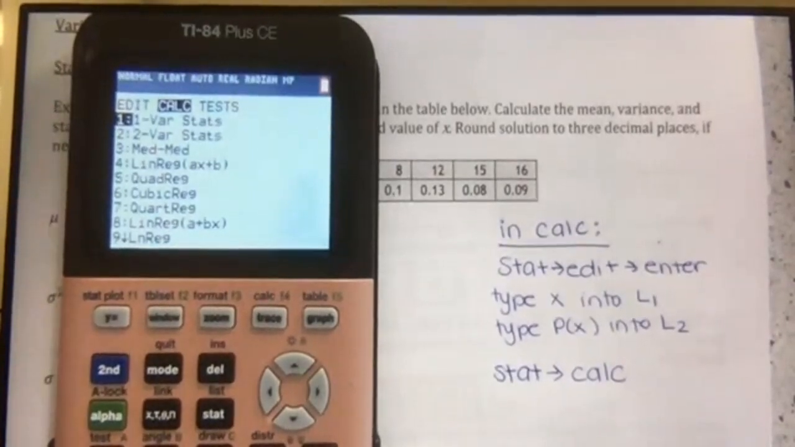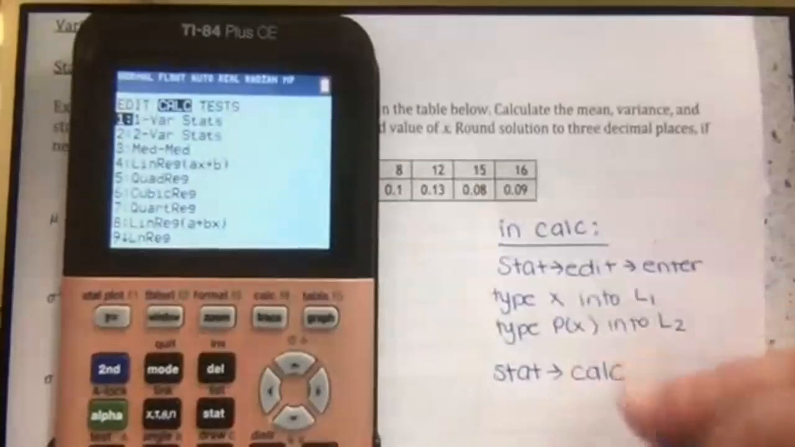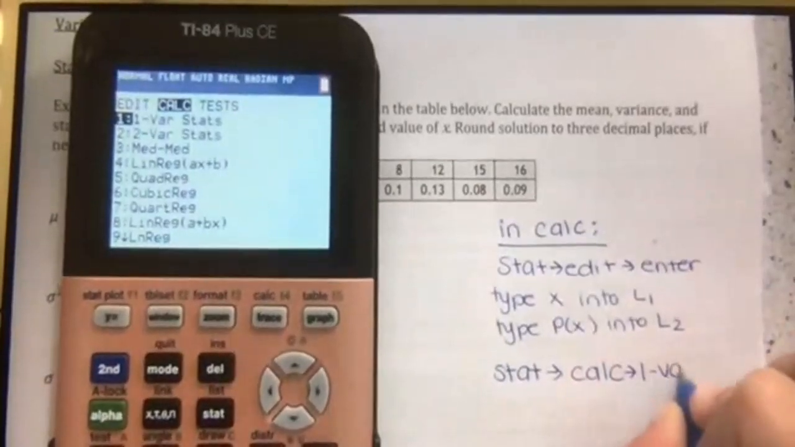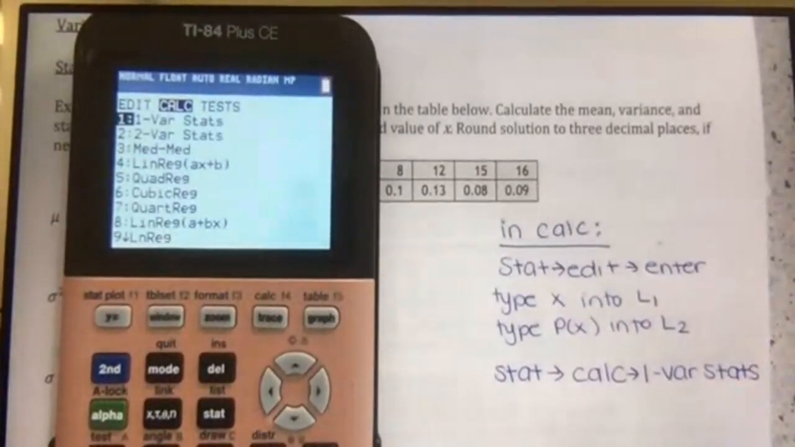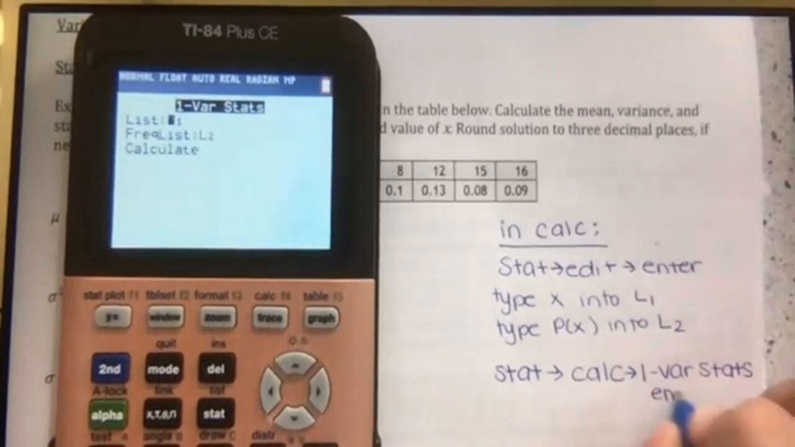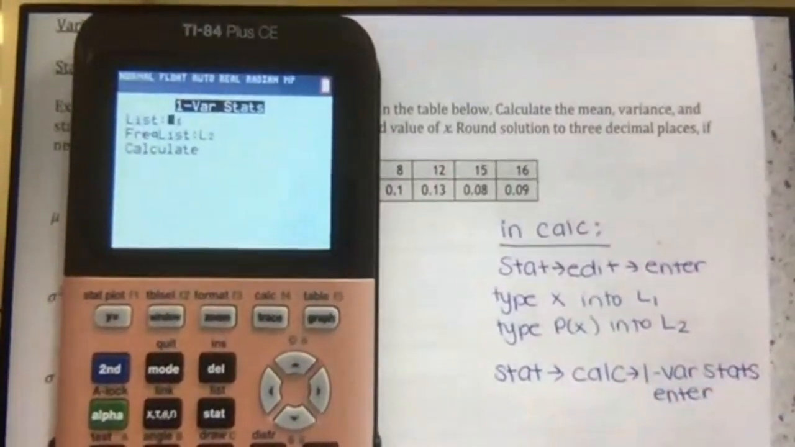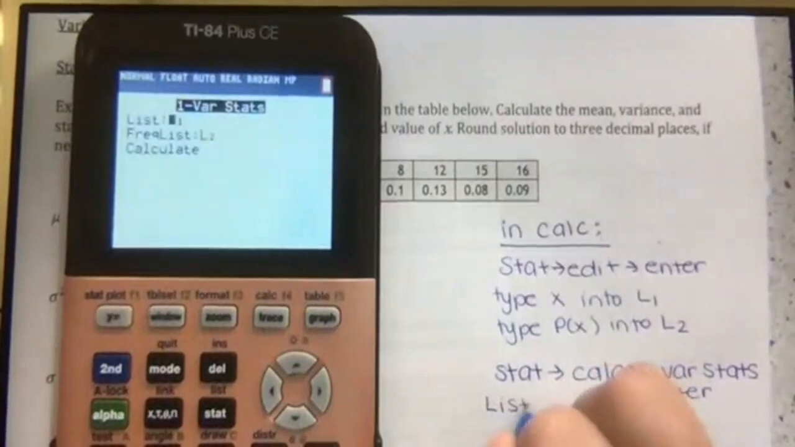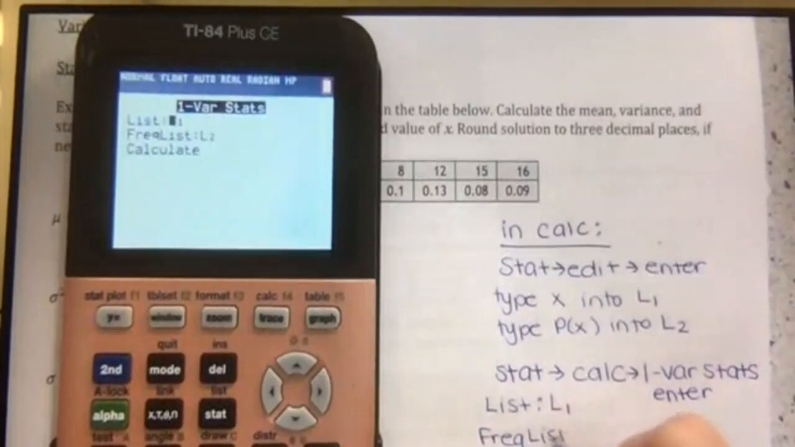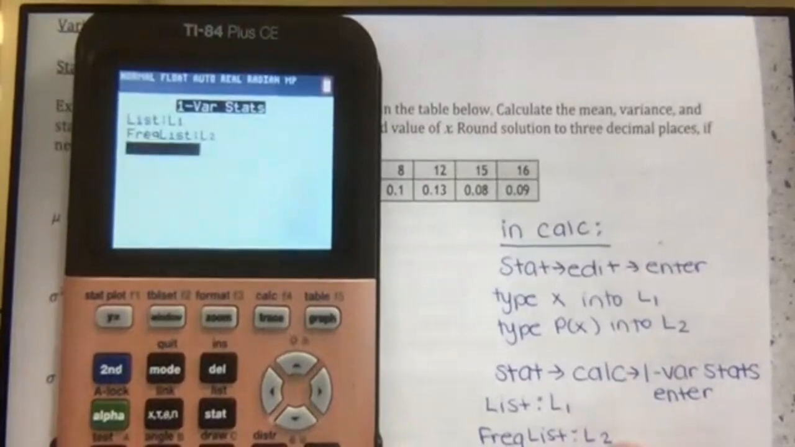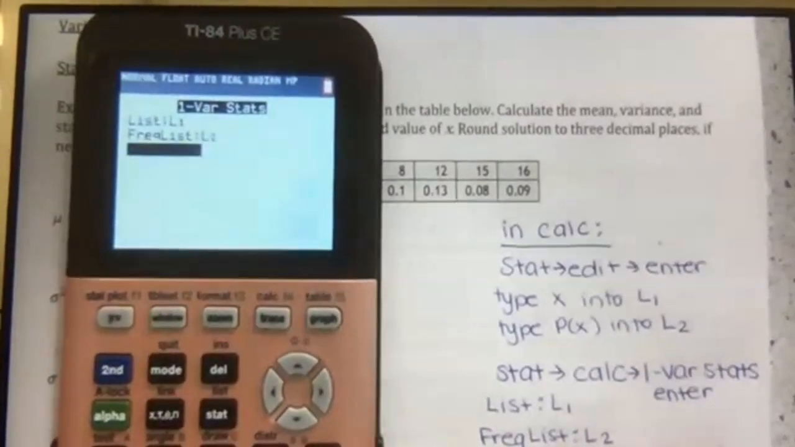We have one variable. Our variable is x. I have two columns. So I have x and I have the probability of that x, but it's still just one variable. It's still just x. So we're going to go to one variable stats, just like we did in chapter 3. Press enter. So our list is going to be L1, and our frequency list is going to be L2. So I'm going to go down to calculate and press enter.